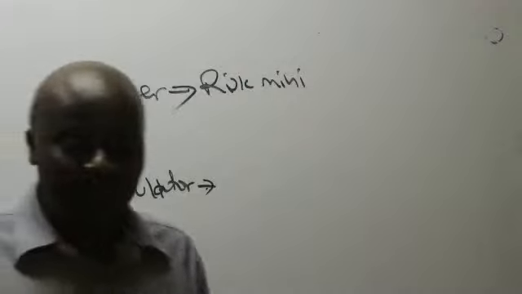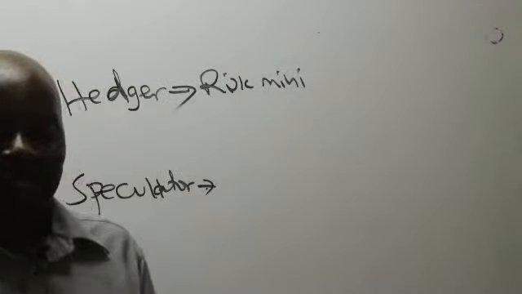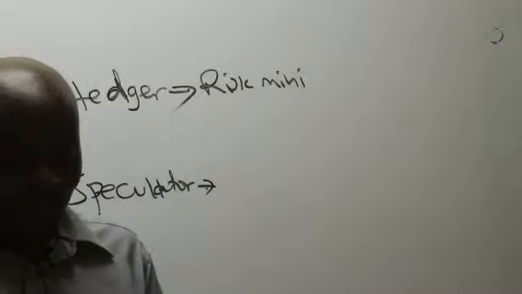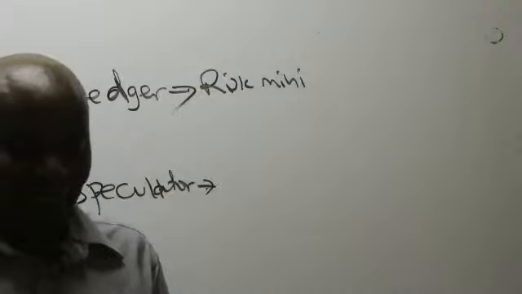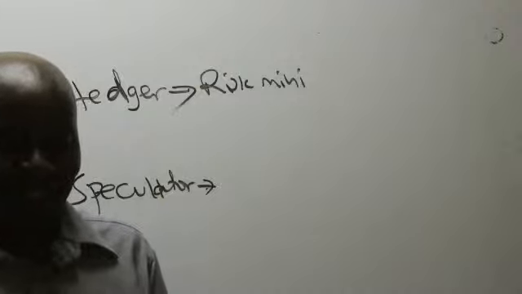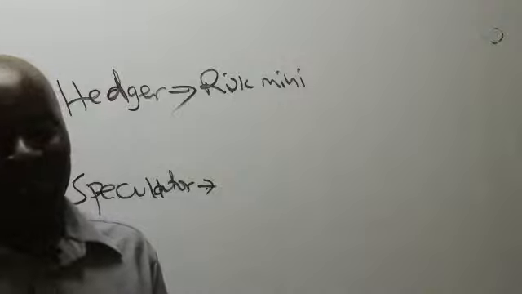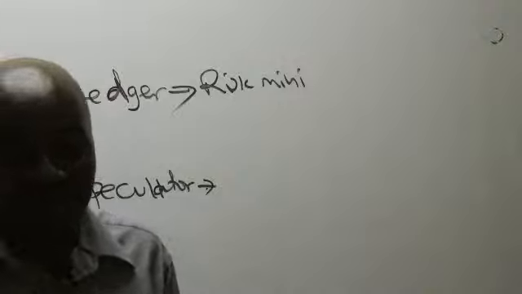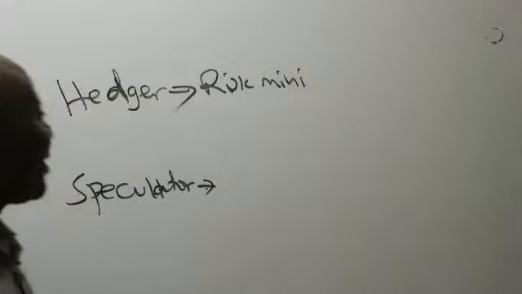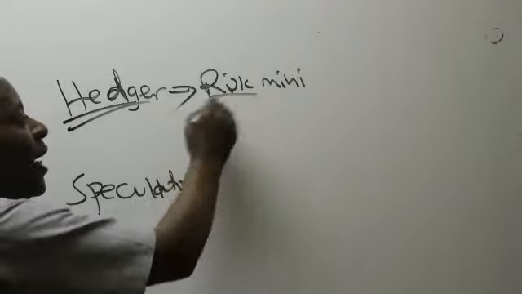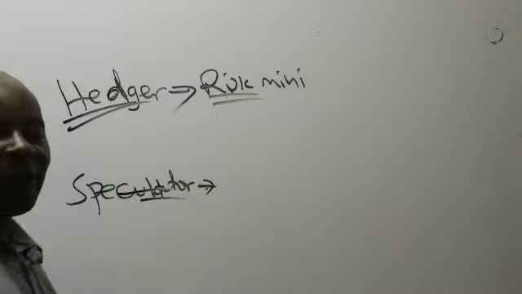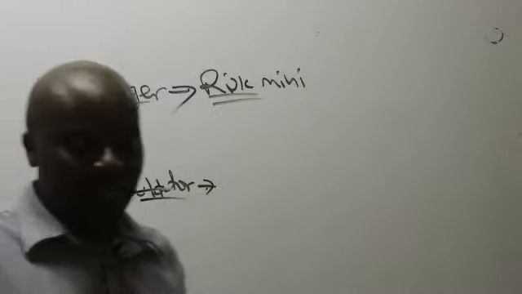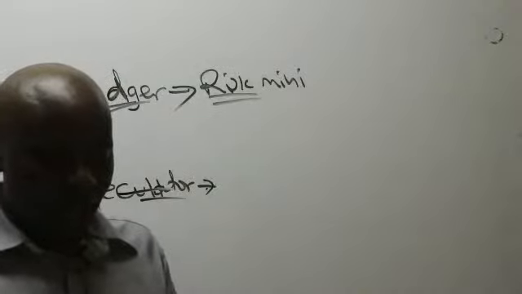Hiyo si imekutosha ama unataka tuendelee kuexplain tena? Tuna-explain nini? Ukisikia tu hedging, you are reducing what here? Risk minimization. Kama speculators wa shamba. Speculator wa shamba hawataka kujua mambo, anabuy leo 10 years aende kufanya namna gani? Kuuza, apate nini? Apate profit.